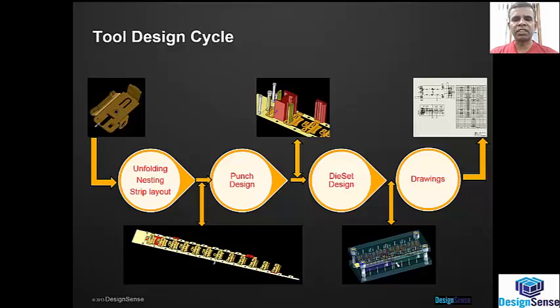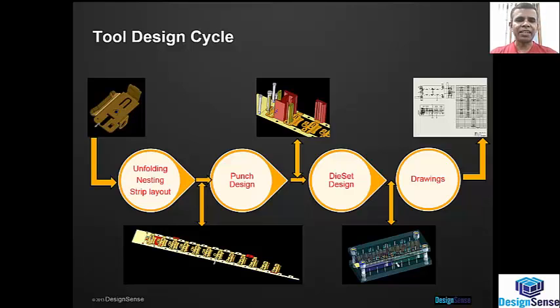The die set is one of the critical components in the entire operation, because it holds all the pieces together, the punches, the die, the strip, everything together, and handles huge amounts of force. From the die set, finally the drawings are generated and a bill of material, which gives information about what part, what material, what needs to be procured from outside, and like that.